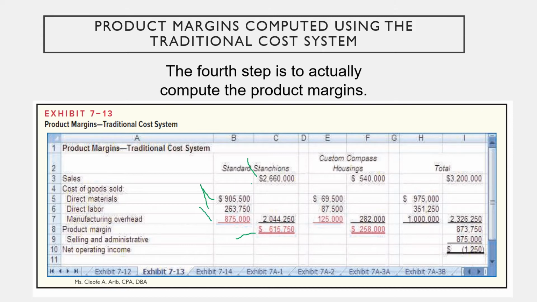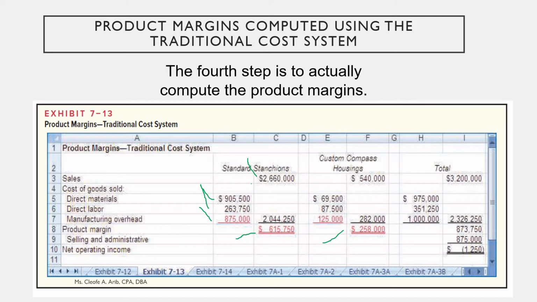So, ma'am, is it safe to say na yung product margin is also your gross profit? Yes. Kung titingnan natin yung total. Pero tinawag lang natin siyang product margin because ang tiningnan natin is per product. Pero yes, it is safe to say that your product margin is also your gross profit. Now, for your custom compass housings naman, your product margin is your 258.